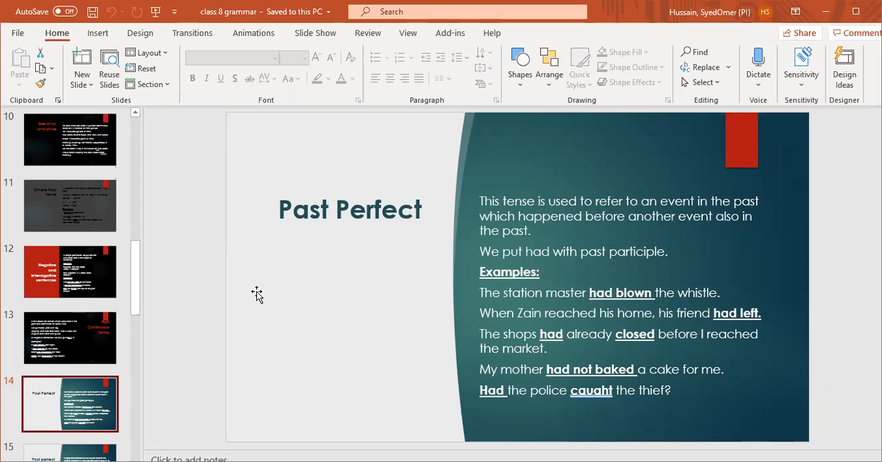Another thing which you need to remember is that if another verb comes in the past perfect, it is either simple past tense or past continuous tense.